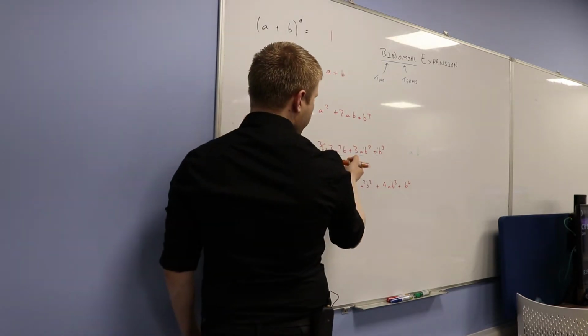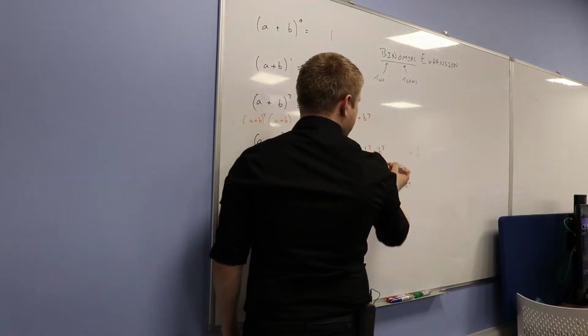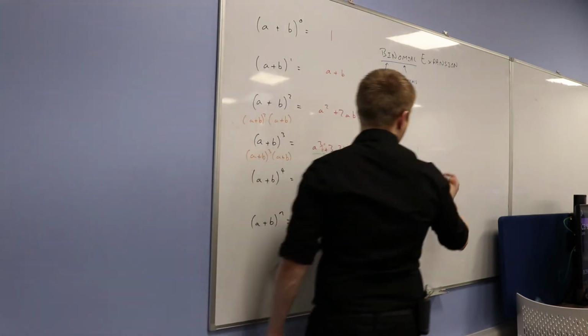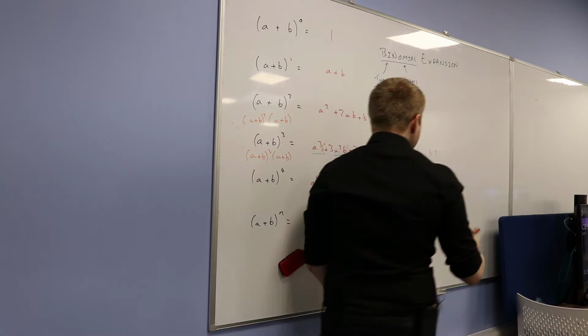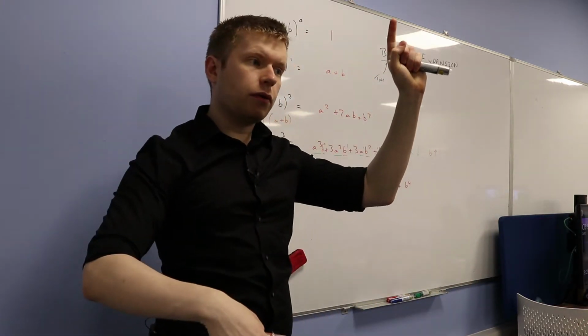What's the power of b here? 1. And then we go b squared, and then b cubed. So what's happening to the b's? Yeah, the b's are increasing. So you're kind of getting this inverse relationship going on. The a's are going down, and the b's are going up.